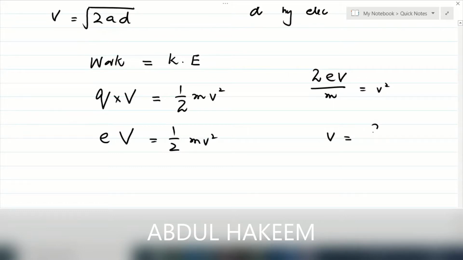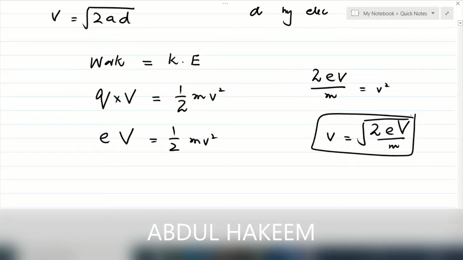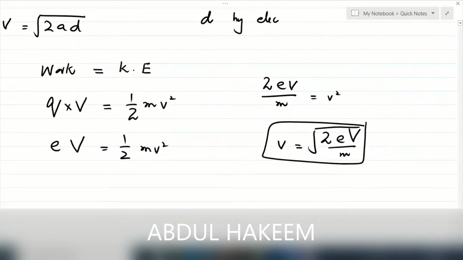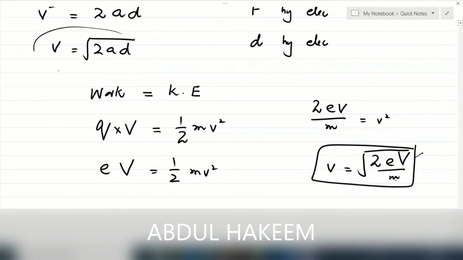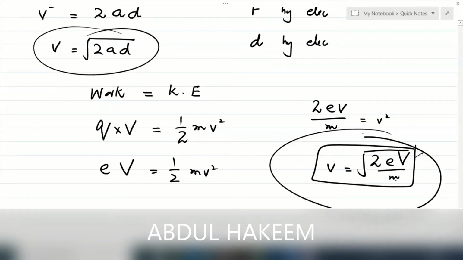So speed is also equal to the square root of 2eV over m. So this is another formula for the final speed of the electron. V is the electric potential between the plates, m is the mass of the electron, e is the charge of the electron. These two formulas will give you the same answer.